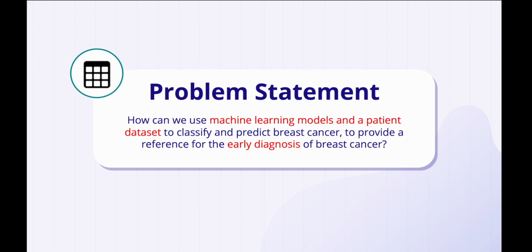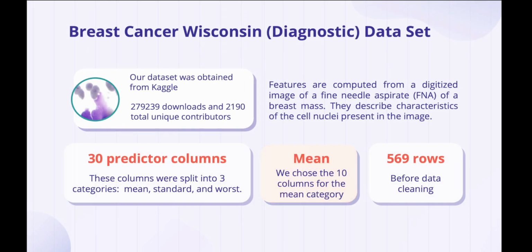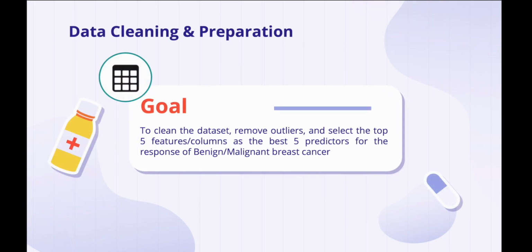How can we use machine learning models and a patient dataset to classify and predict breast cancer to provide a reference for the early diagnosis of breast cancer? Exploring the dataset, which was obtained from Kaggle, it consists of 30 predictor columns that were split into 3 categories: mean, standard, and worst. We chose the 10 columns under the mean for this project, and we had 569 rows to work with. Moving on to the data cleaning and preparation phase.